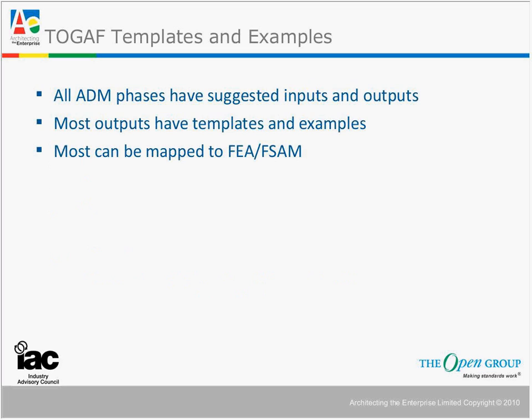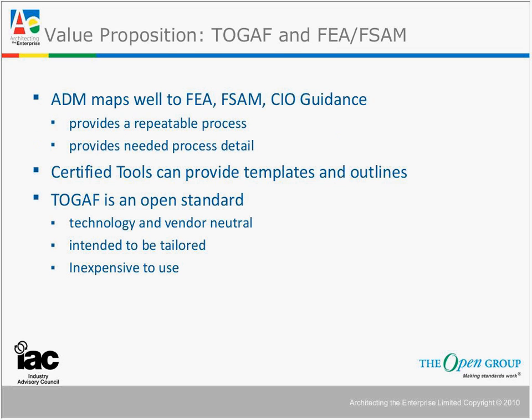TOGAF templates and examples. All ADM phases have suggested inputs and outputs. Most outputs have templates and examples, and most of these can be mapped to federal practice. Proposition: TOGAF and the federal practice. It maps well to FSAM and CIO guidance. It provides a repeatable process, and that process detail that we really need.